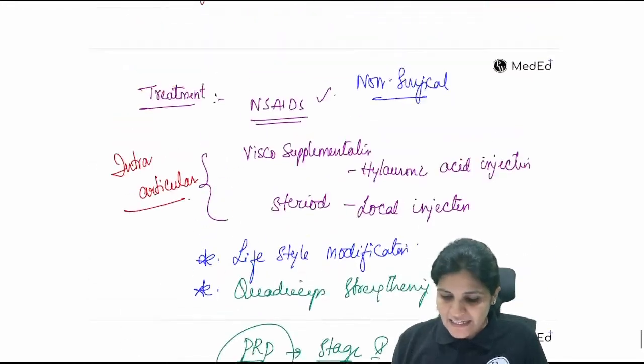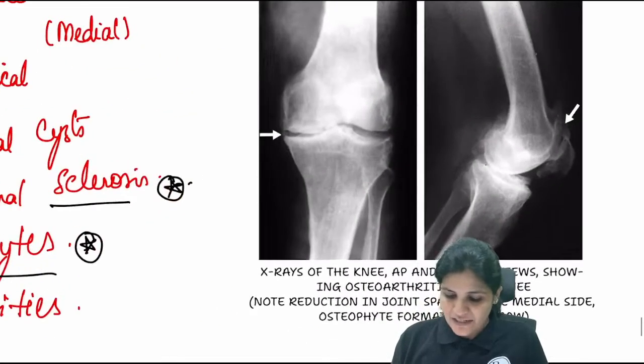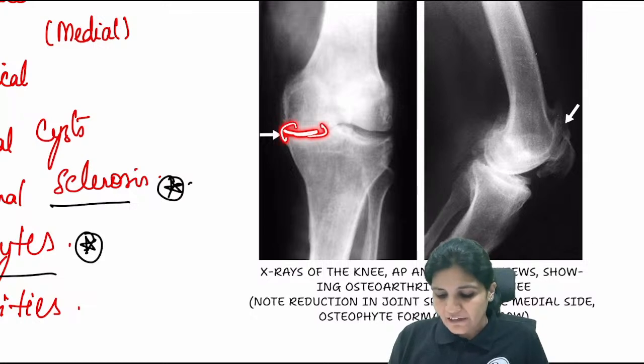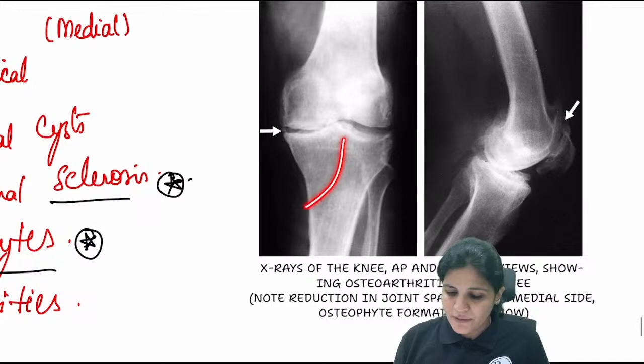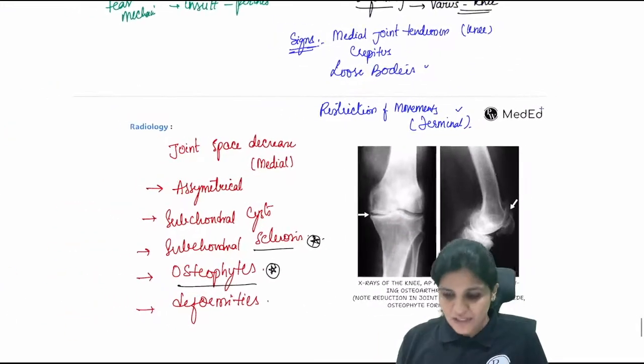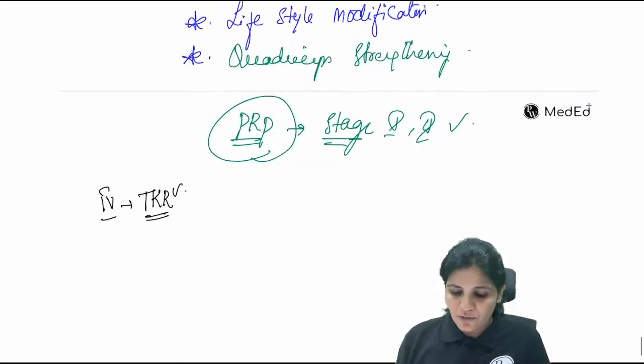And what are the stages? According to the radiology, you'll have the stages. Only asymmetric narrowing is there, then that is stage 1. If narrowing plus sclerosis, stage 2. Narrowing, sclerosis, and osteophytes, then you will go for stage 3. Deformity, stage 4. So that is how you stage it, and depending upon that, you treat.